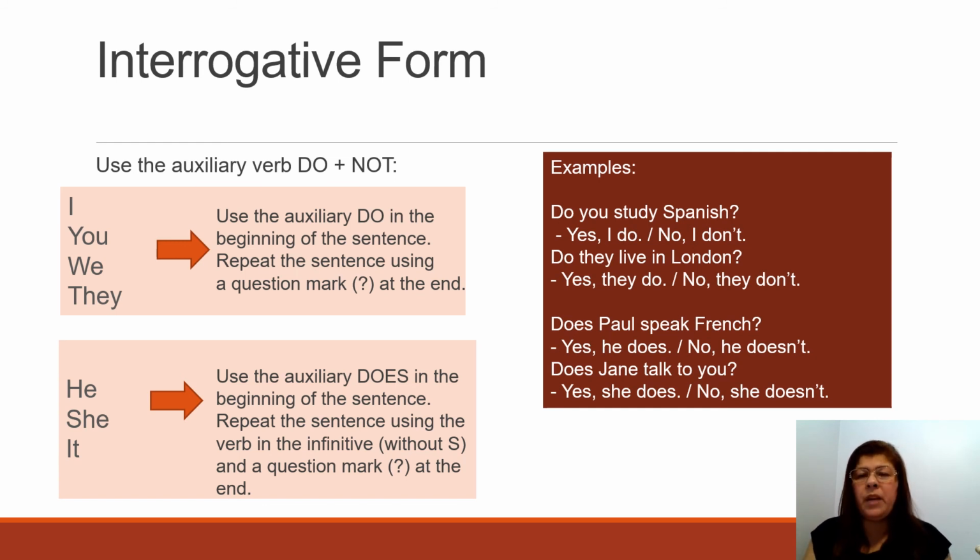Now the third person. Does Paul speak French? If it's affirmative, you say Paul speaks French. But as it is interrogative, does Paul speak French? You remove the s from the verb. The s goes to the auxiliary verb at the beginning of the sentence. And the short answer, yes, he does. No, he doesn't.